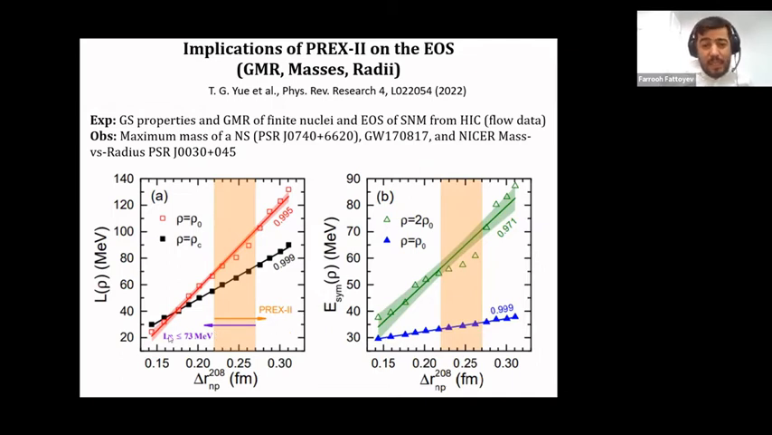They found that the slope of the symmetry energy should be below 73 MeV. Again, PREX is above 69 MeV. So again, a slightly looser constraint, but at least agreeing with that. So the tension exists. That's what I wanted to say.